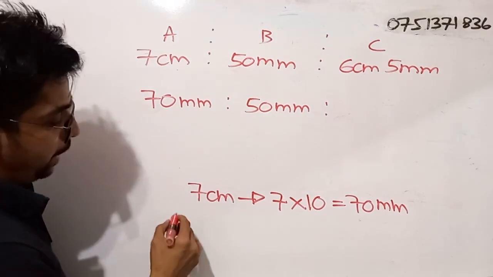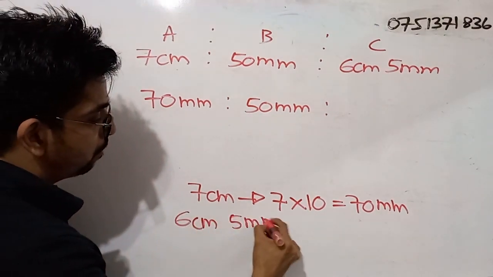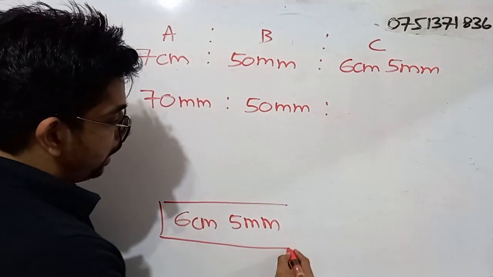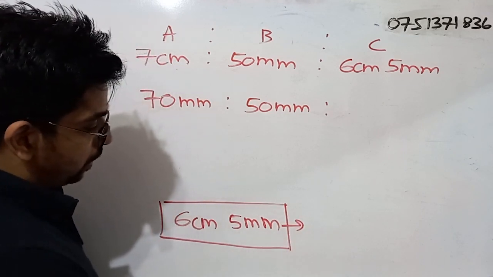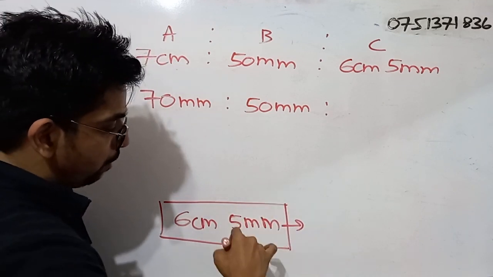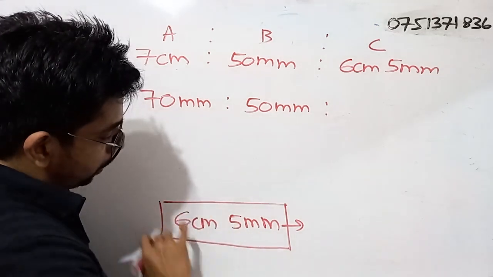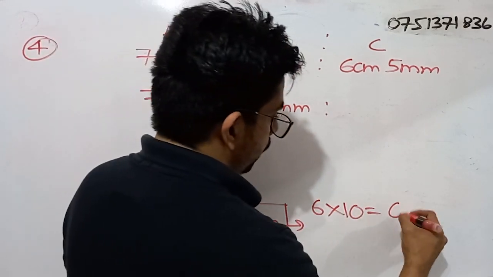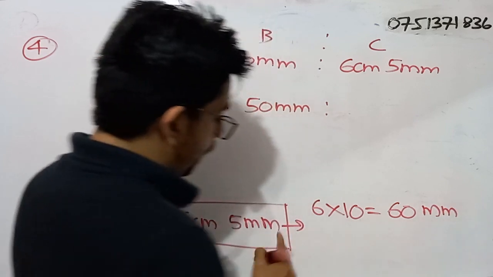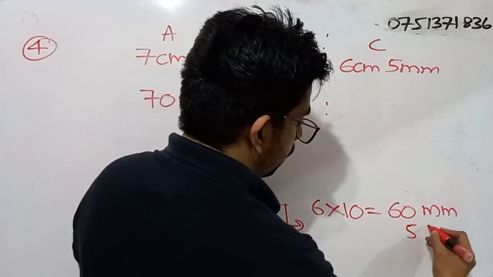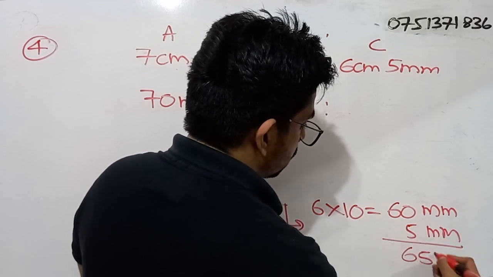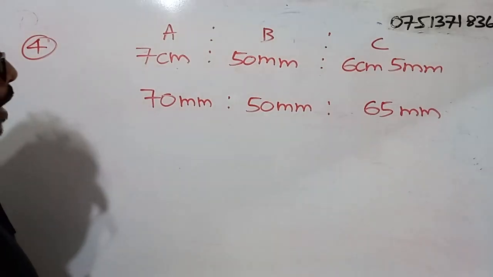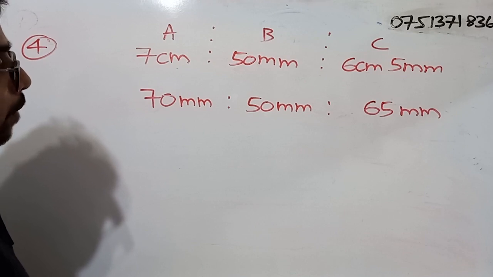Right, so now we will take 6 centimeters and 5 millimeters, right? And I will erase this. So we have to convert this entire measurement into millimeters. So we don't have to do any conversions to the millimeter part. We only have to do the conversion to the 6 centimeter part. So 6, we have to multiply that by 10. So we get 60 millimeters. To that, we have to add 5 millimeters, right? So we get what? 65 millimeters. So C will be what? 65 millimeters.